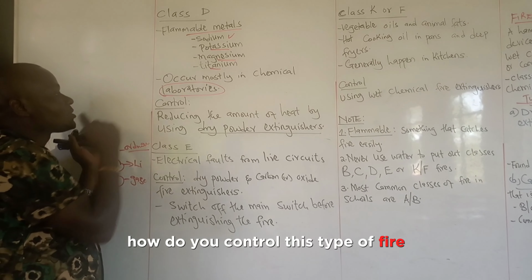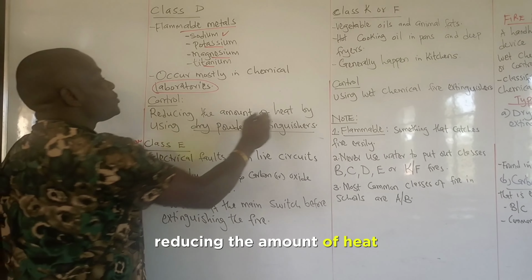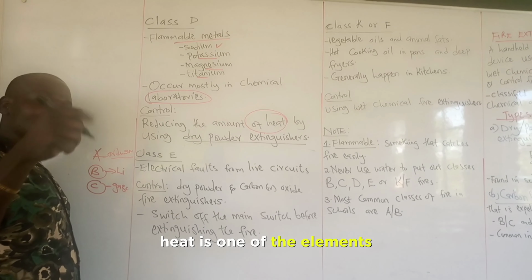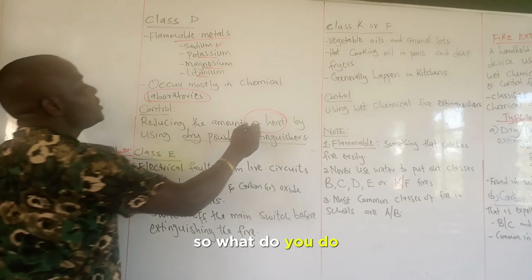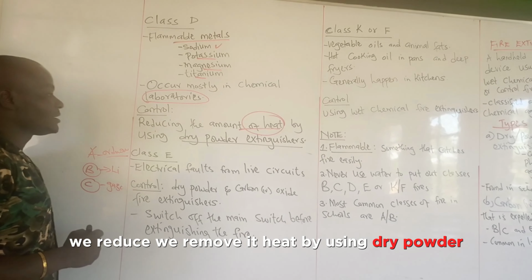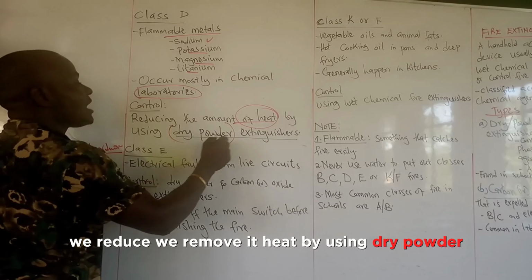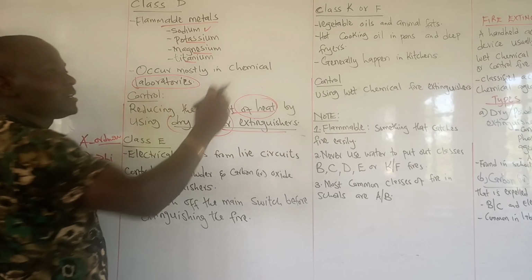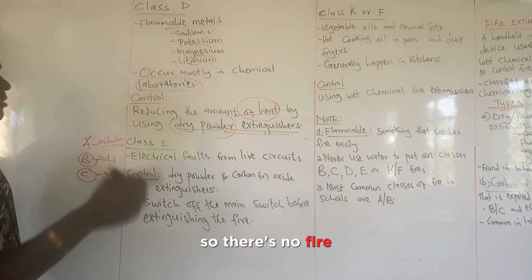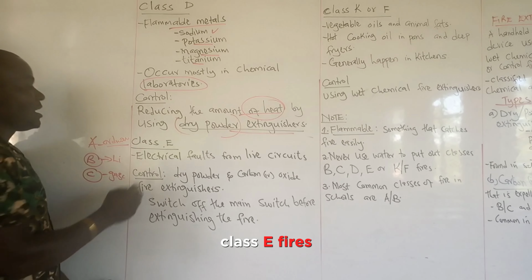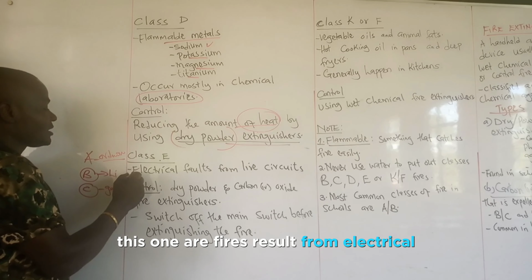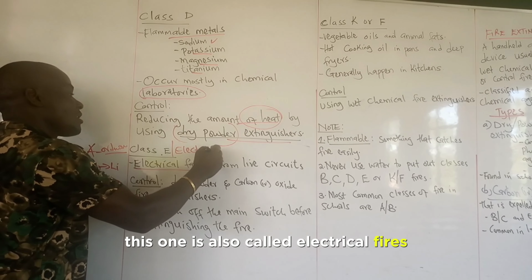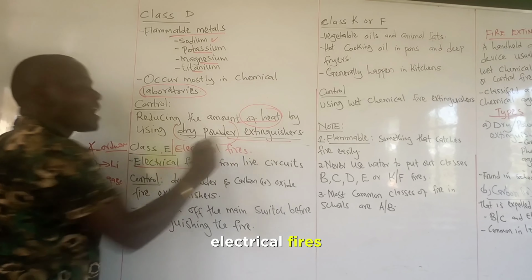Control measure. How do you control this type of fire? Reducing the amount of heat. Remember the fire triangle. Heat is one of the elements. So we remove heat by using dry powder fire extinguishers. When we remove heat, the fire triangle is affected, so there is no fire there. Class E fires result from electrical faults. Remember, I have told you this one is also called electrical fires.